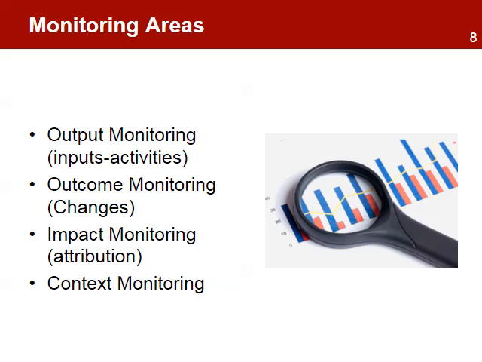A project has various areas that need to be monitored. This includes output monitoring, outcome monitoring, impact monitoring, and context monitoring. Each area has a different purpose and requires different approaches to collect and analyze the data and report on results.